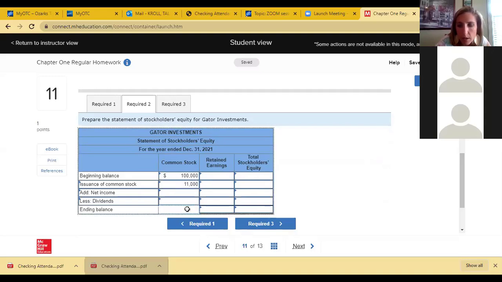And there's nothing else that affects the common stock account. I don't put the net income into this account. You can either leave it blank or put a 0 in it. I'm going to put a 0 in it for now. It may count it wrong, but so that you know, I don't put net income in the common stock account. It only goes in the retained earnings account.